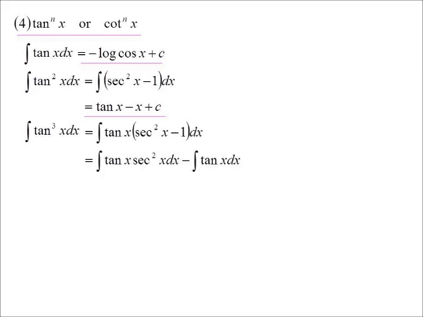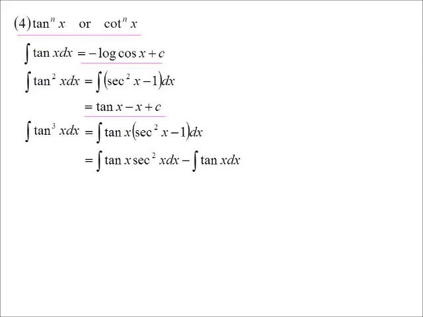Okay. It looks like I've factorised out the tan x, but I haven't. What I've actually factorised out is the tan squared. Effectively it's the same thing, but the important bit is the tan squared, because it's the tan squared I'm going to change to sec squared minus 1, and I can split that into two integrals.